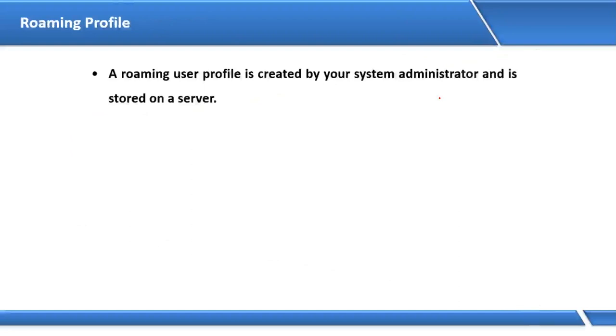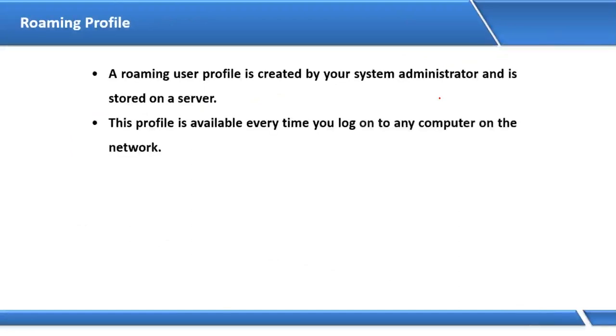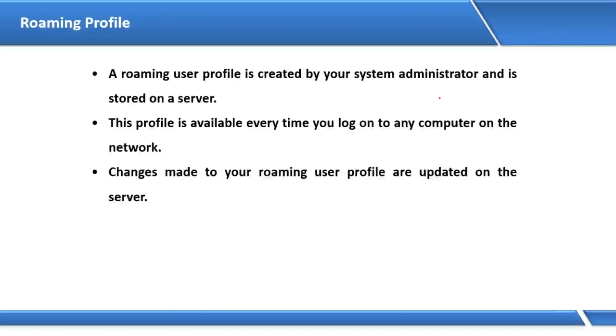And the last class we discussed one more profile, that is roaming. A roaming profile is created by your system administrator and is stored on the server hard disk. This profile is available every time the user logs on to any machine in our network. Whenever the user makes any changes to the profile items and desktop, once you sign out, once you log off, this data is stored on our server hard disk.